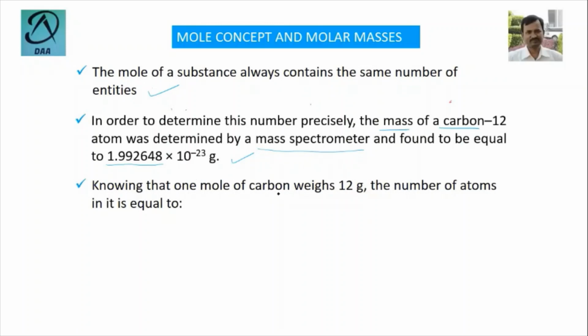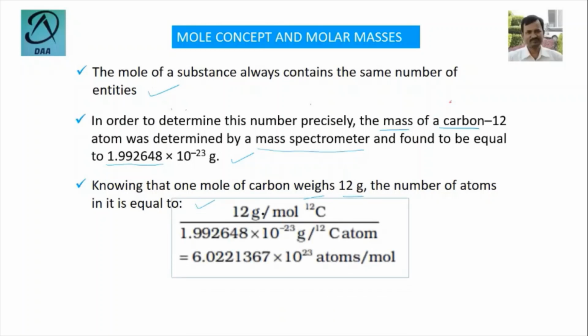Knowing this value, 1 mole of carbon weighs 12 grams, and the number of atoms in it is equal to the following calculation: 12 gram per mole of carbon divided by 1.992648 multiplied by 10 to the power minus 23 gram per carbon atom, and then if you calculate, you will get the Avogadro number value, 6.0221367 multiplied by 10 to the power 23 atoms per mole.